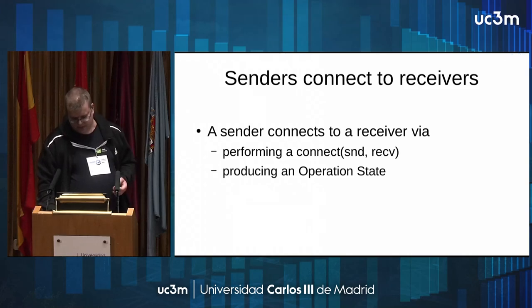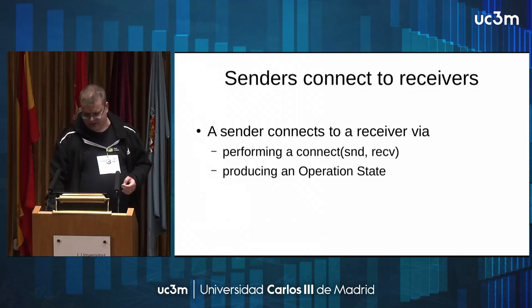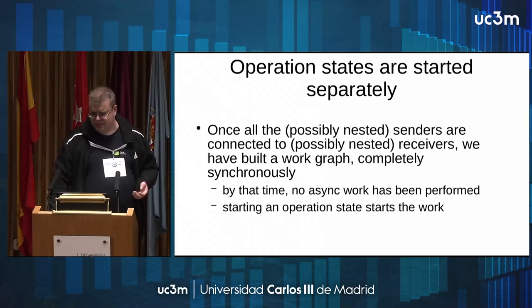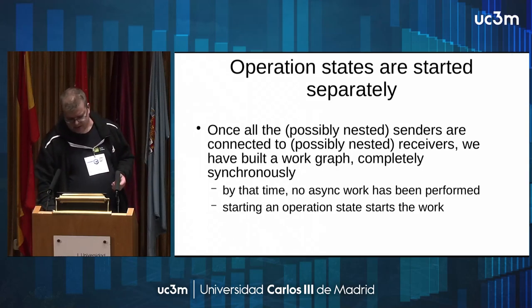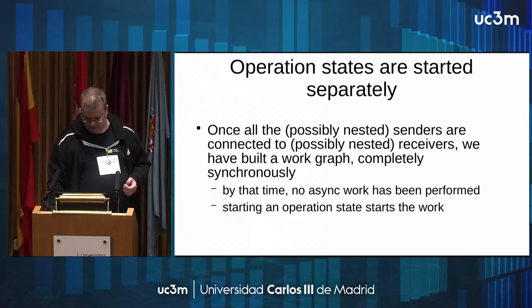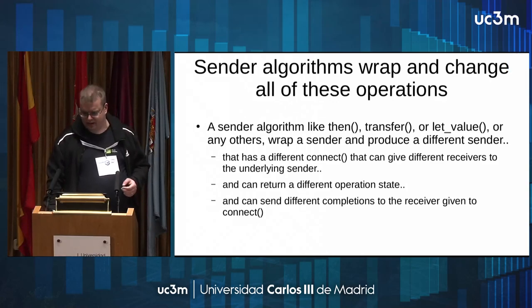So a brief explanation of how this works. A sender connects to a receiver, or rather the other way around, by doing a connect, and that produces an operation state. And the operation state is what you then later start separately. So once you have all the connections between possibly nested senders and possibly nested receivers, we can then start that whole work graph. And we use these generic pre-packaged algorithms to do all this.